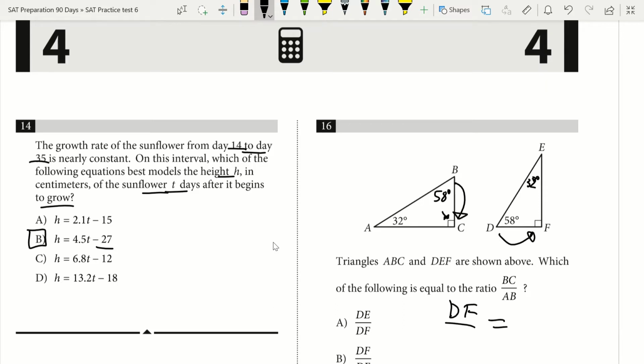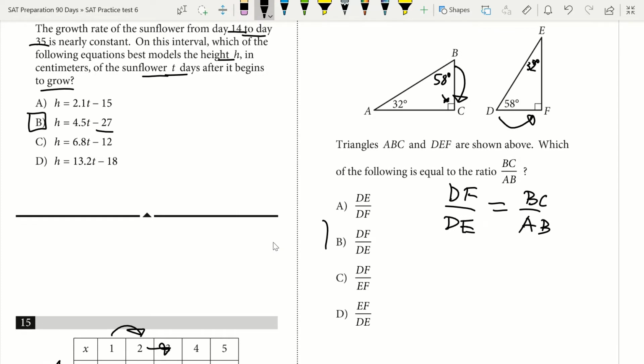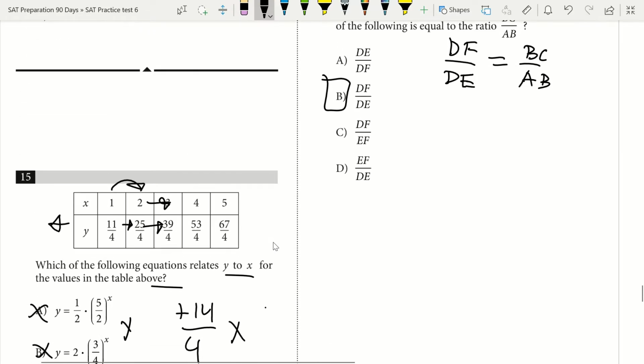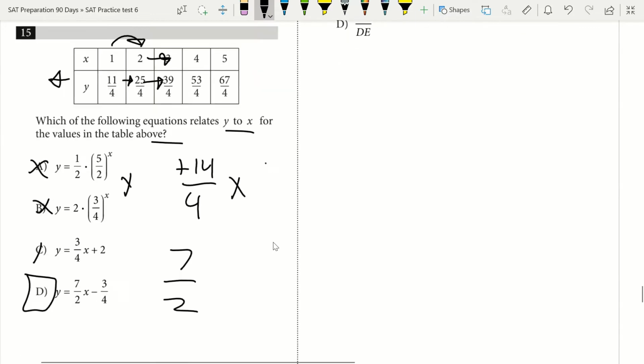Okay, now I'd look at AB. So I know AB, I see that that's my hypotenuse, right? So now I find my hypotenuse over here. I see that that's DE. So I'm looking for DF over DE. Okay, I see that that's going to be answer choice B, DF over DE. So my answer for 16 then is going to be B. All right, now we've got question 17.